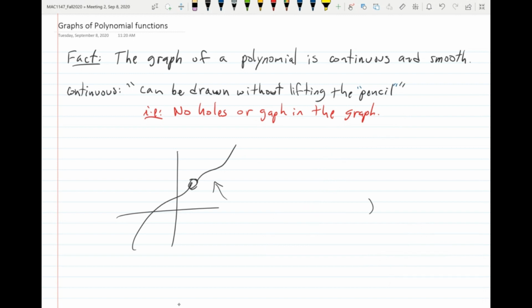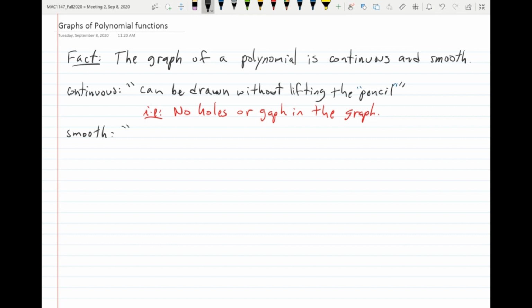So the graph of a polynomial function is a nice graph. It has to be continuous, but also it has to be smooth. What does smooth mean? Smooth means that when you're going to do a turn, you need to do it nicely. You cannot have sharp turns or corners on the graph. So that's what the word smooth means, roughly. This is the rough idea.